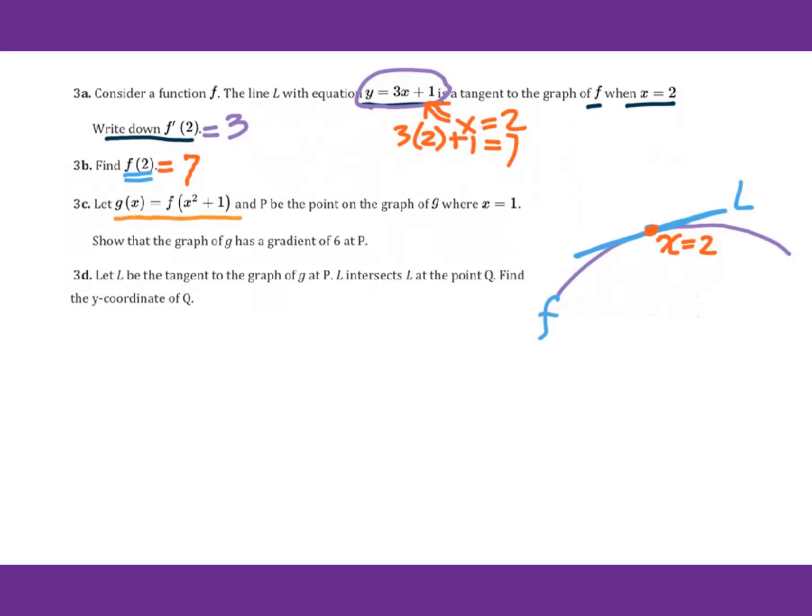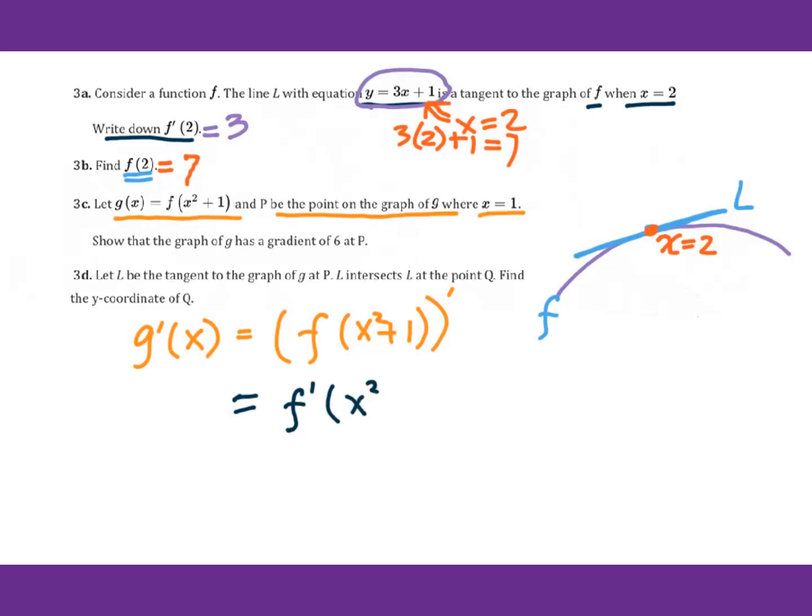3c. Let g of x equal f of x squared plus 1. P is the point on the graph of g where x equals 1. Show that the graph of g has a gradient of 6 at P. We have to take the derivative of g of x, which means the derivative of f of x squared plus 1. First, you take the derivative of f at x squared plus 1. Then you multiply, using the chain rule, by the derivative of x squared plus 1, which is 2x. We know x equals 1 is the x coordinate for this P. So we plug in.